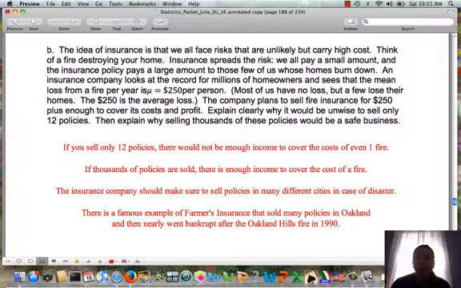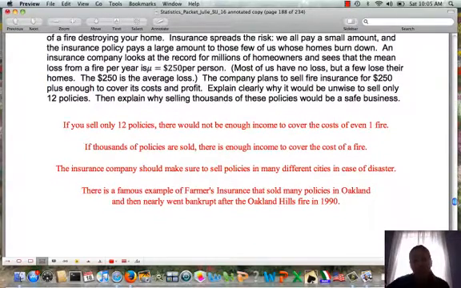An insurance company looks at the record for millions of homeowners and sees that the mean loss from a fire per year is mu equals $250 per person. This is because many of us have no fire loss, but a few lose their homes, so the $250 is the average loss. The company plans to sell fire insurance for $250 plus enough to cover its costs and profit. Explain clearly why it would be unwise to sell only 12 policies. Then explain why selling thousands of these policies would be a safe business.